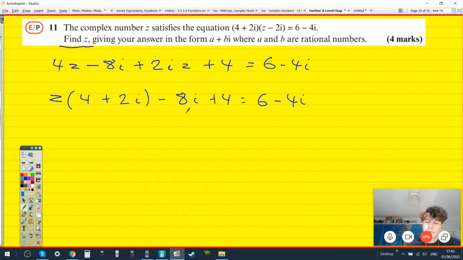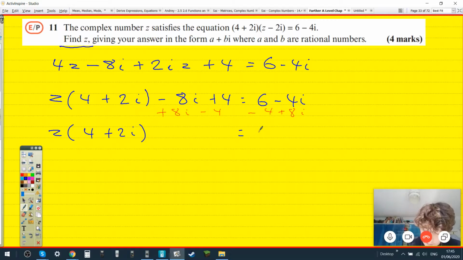What's next? So then you just bring everything from the left to the right. So you just divide. Well, the first 8i plus 4 you add. What would you get? So then you get z times (4 plus 2i) equals 6 minus 4i plus 8i minus 4. And then you divide by 4 plus 2i.